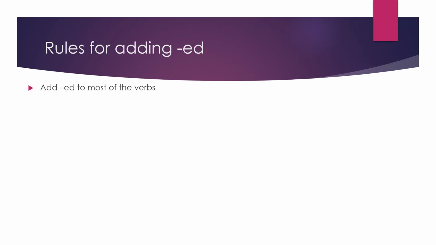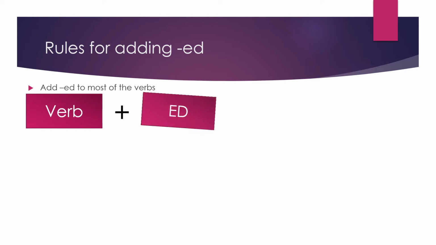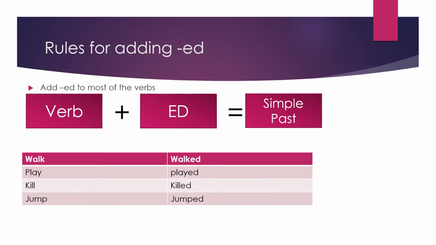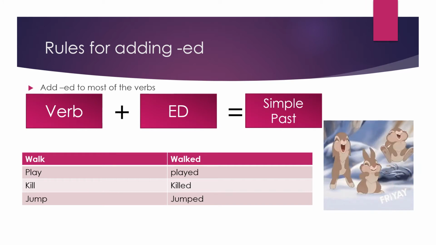What are the rules for adding ed? Add ed to most of the verbs. Verb plus ed will give us the simple past tense. Examples: walk, walked, play, played, kill, killed, jump, jumped.